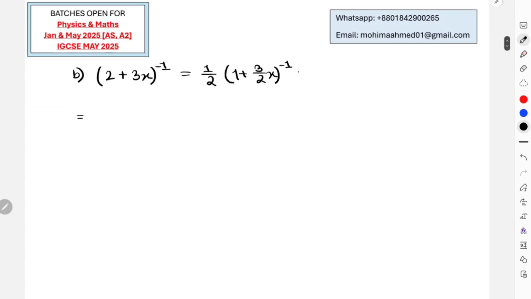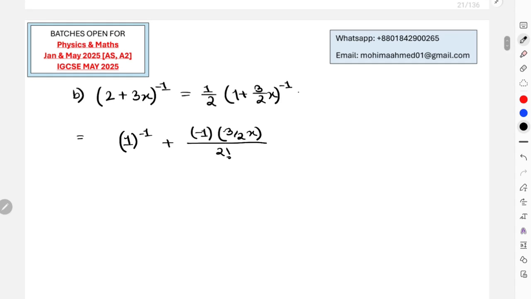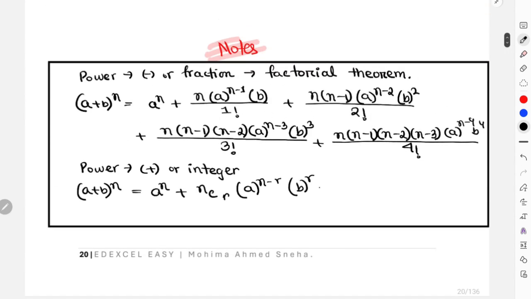Now you just expand the entire expression inside the bracket, and the entire expression will be multiplied by half. So the first term is 1 to the power of -1, which doesn't make any sense to write because 1 to the power of any value is always 1. So I can now directly write the next term, with 3 over 2x divided by, sorry, 2 factorial. I think I made a mistake in the first part, right? Yeah, no, I'm actually correct: 1, 2, 3, 4.